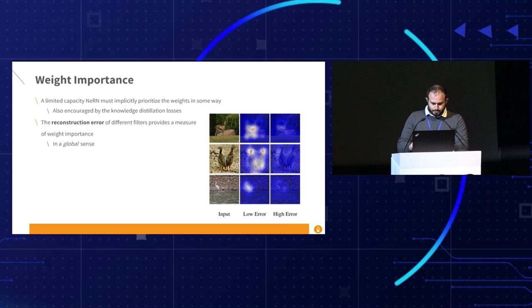Here you can see a visualization that gives intuition to this observation. In a specific layer of ResNet 18, we compare the activations that are obtained from filters with a low reconstruction error to filters with a high reconstruction error, and we can clearly see that the low error filters provide high activations that correlate to semantically important features in the input image, as opposed to the high error filters which do not.